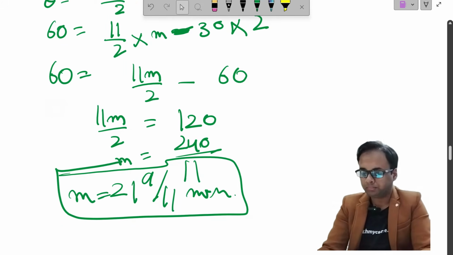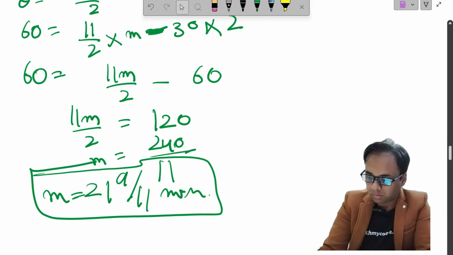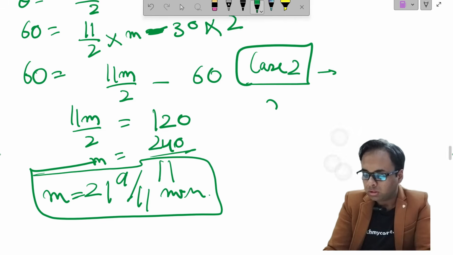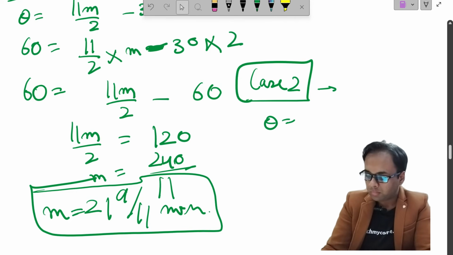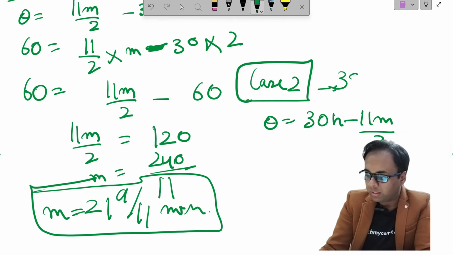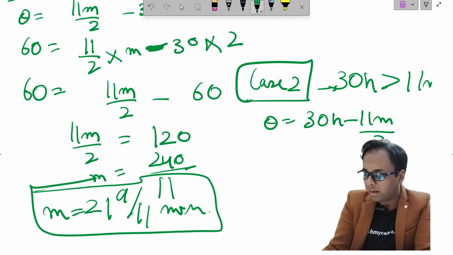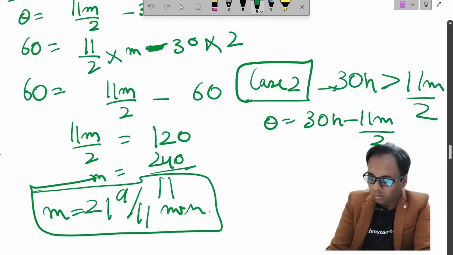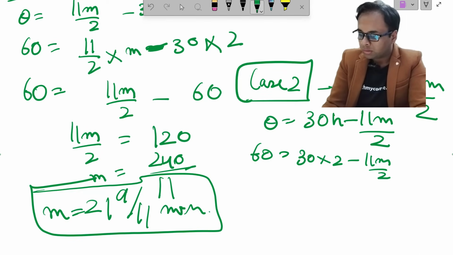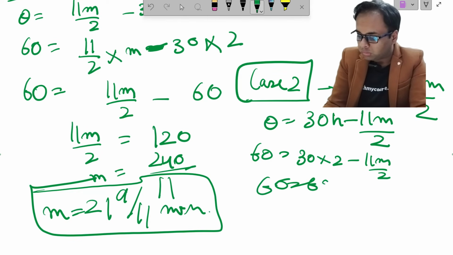Case number 2. What is case number 2? Let us see what happens in case number 2 when theta equal to 30h minus 11m by 2, which happens when 30h is greater than 11m by 2. Okay, so what is theta? It is 60. What is h? It is 2, and we have to find out m. Okay, so 60 equal to 60 minus 11m by 2.